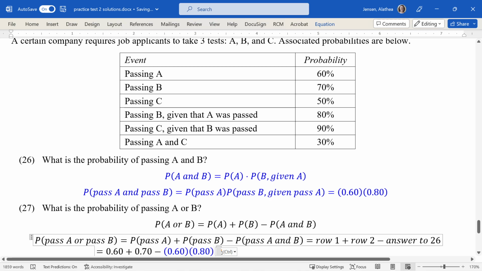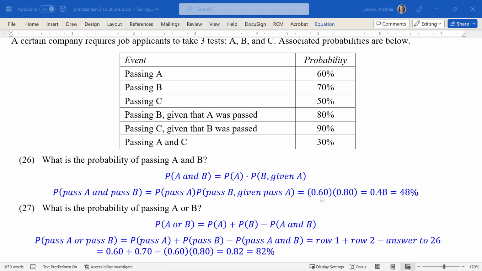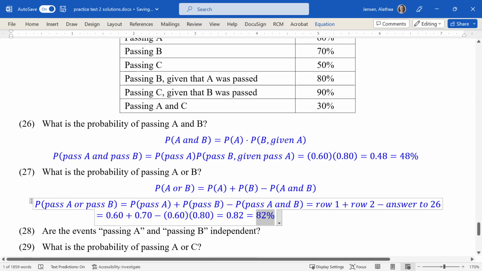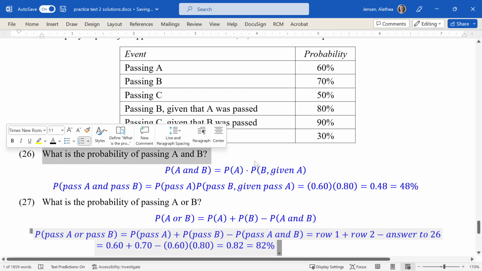Like I said, you don't need to simplify these, but sometimes it can be helpful to plug them in and make sure you got something between 0 and 1. So I think I might go ahead and actually do that. Okay, so I plugged these both in. 26 was 48% and 27 was 82%. When you think about whether these probabilities make sense or not, it's harder to pass 2 tests than to pass either one of them individually, right?